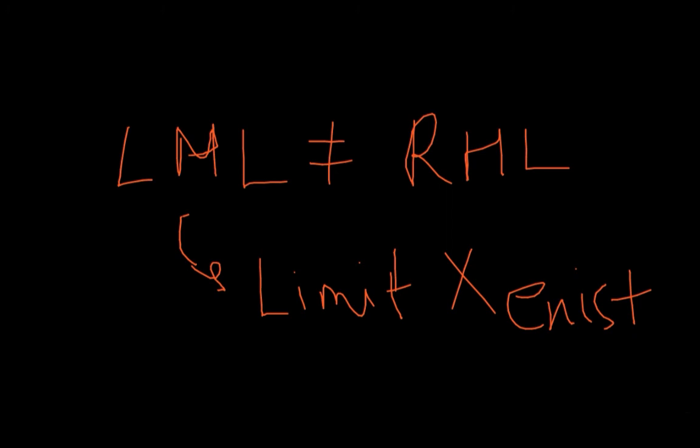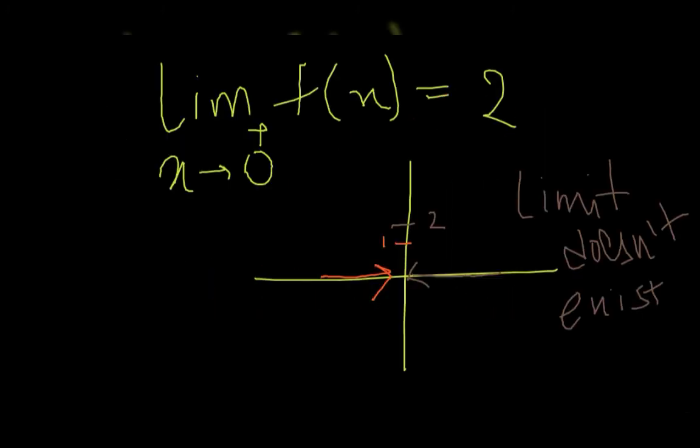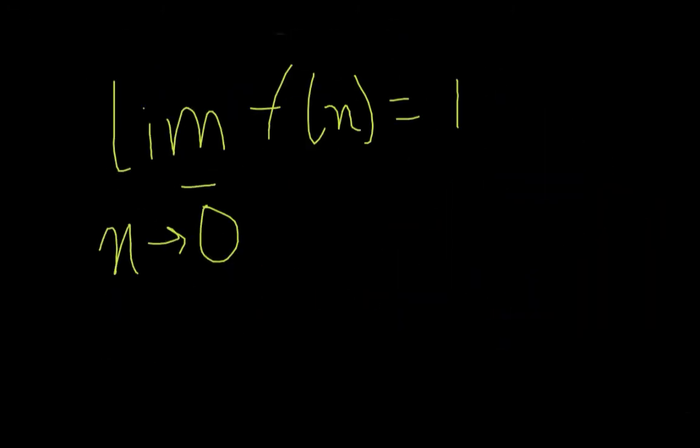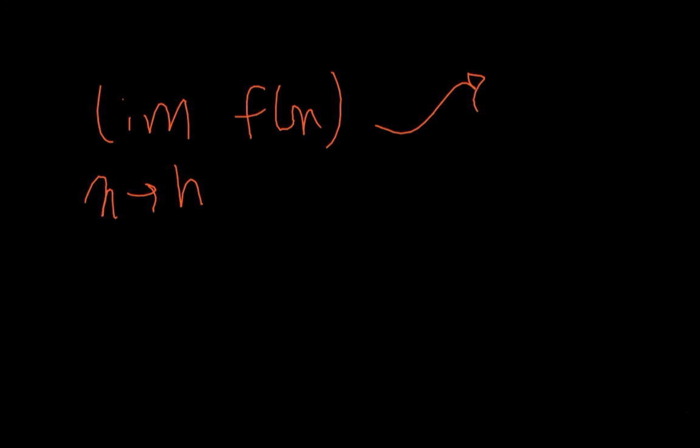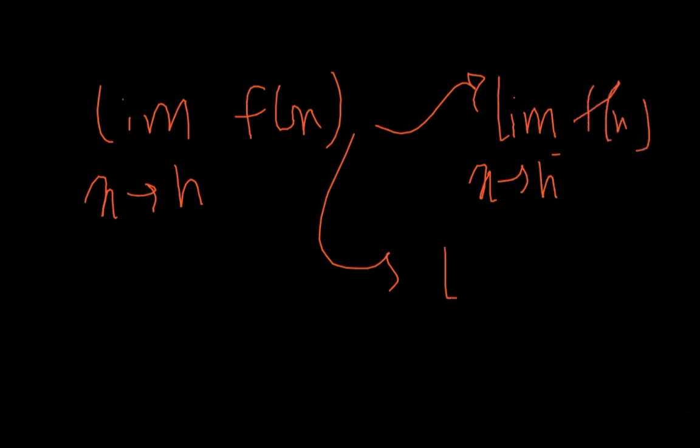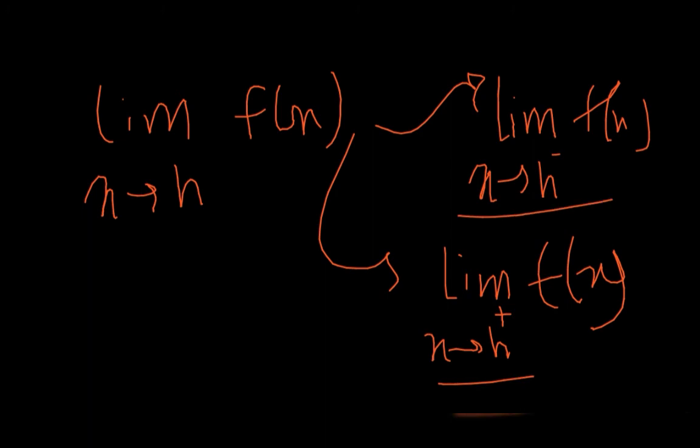So left hand limit, right hand limit, and see, the left hand limit is always like this. You'll write a minus on the top and here a plus on the top. So limit x tends to h of f of x is actually broken into two parts: limit x tends to h minus f of x, and limit x tends to h plus f of x. Understand? This is the left hand limit, this is the right hand limit.